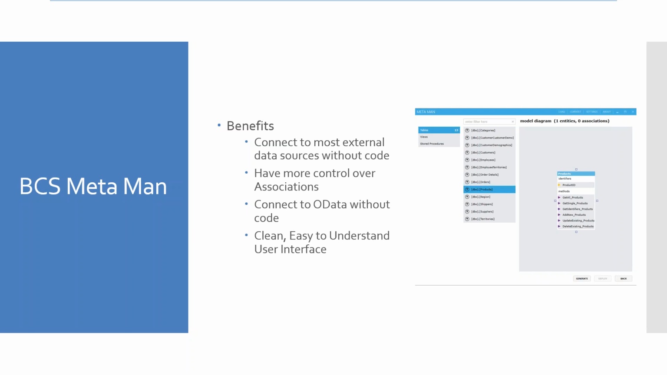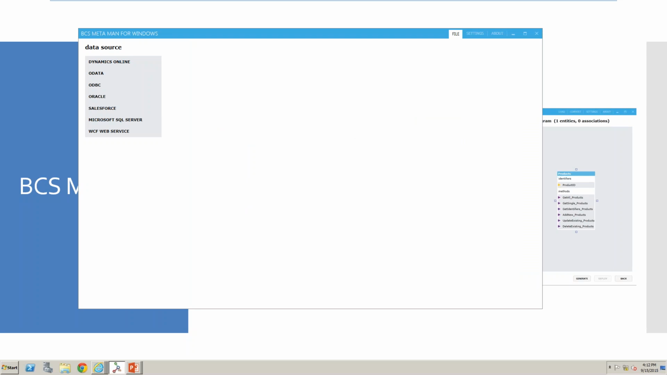And that's why we have BCS MetaMan. We find that lots of our customers don't have time to write that code, let alone learn how to write that code and then fix any bugs that they might find in it. So BCS MetaMan is basically a code generation tool that allows you to build it without having to write any code at all. Within a few minutes, you can connect to your data, put it into SharePoint, and then you're ready to go. So we're going to jump into BCS MetaMan right now.